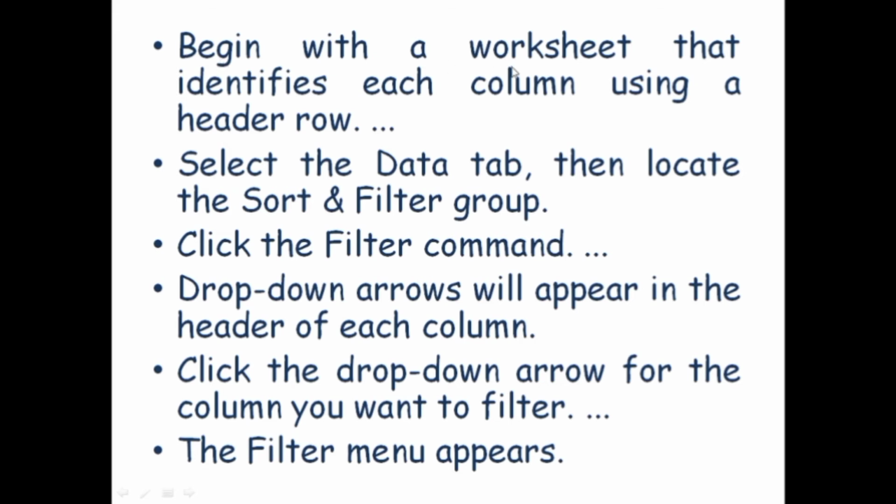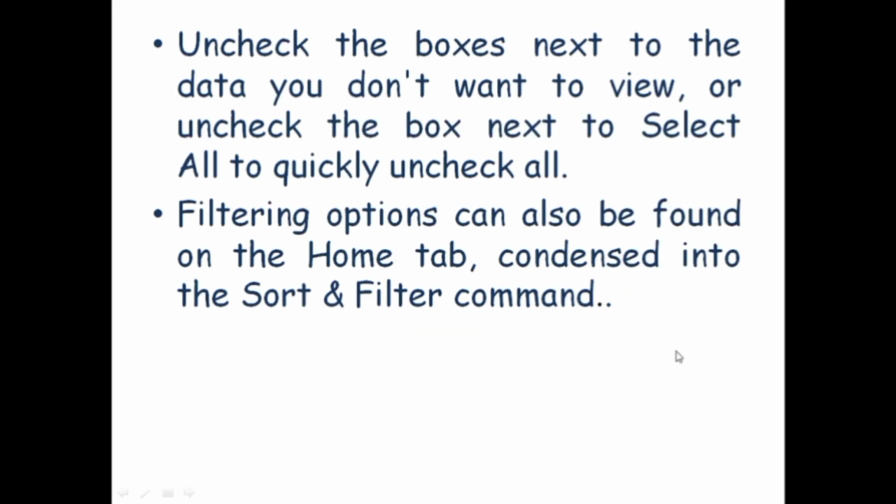Begin with a worksheet that identifies each column using a header row. Select the Data tab, then locate the Sort & Filter group. After that, click on the Filter command, and a drop-down arrow will appear in the header of each column. Click the drop-down arrow for the column you want to filter. Then the filter menu will appear on your screen.